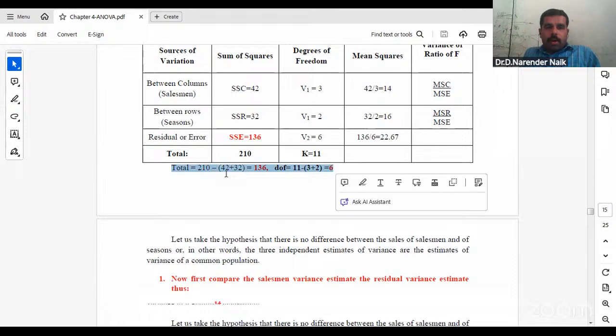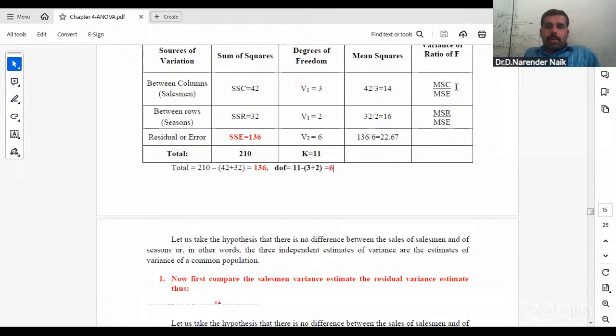210 minus 42 plus 32 is equal to 136. Then degrees of freedom is equal to 11 minus 3 plus 2, that is 6. Okay, we got the answer. Then mean squares: 42 by 3, 14. 32 by 2, 16. 136 by 6 is equal to 22.67.